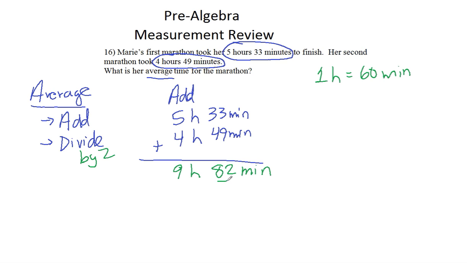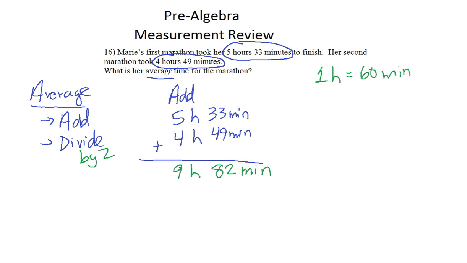I could say, well, hey, look at that. You've got 60 minutes or more. You could cash in to get an hour. But if you remember that, we're not done. We still have this division step. So I'm actually not going to worry about regrouping, because I'm going to divide by 2, and we'll see what happens here.